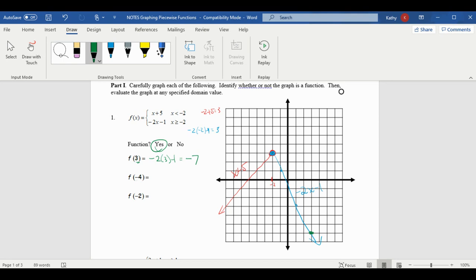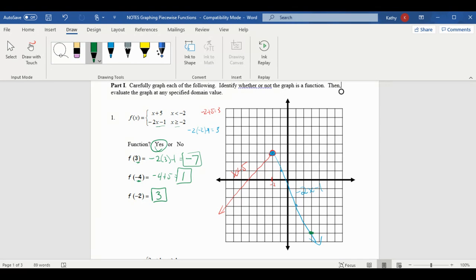For negative 4, negative 4 is less than negative 2. So negative 4 would be part of the first graph, so negative 4 plus 5 gives us a value of 1. So negative 4, 1. Now if we plug in negative 2, we actually did that before. Negative 2 is part of the second graph because it's included in that domain, so therefore we know that number is 3. There's your first piecewise function.